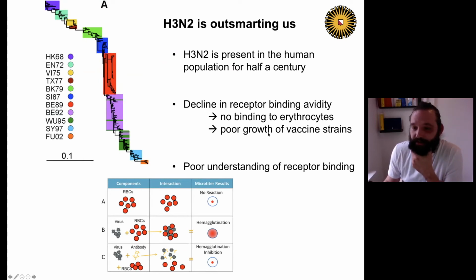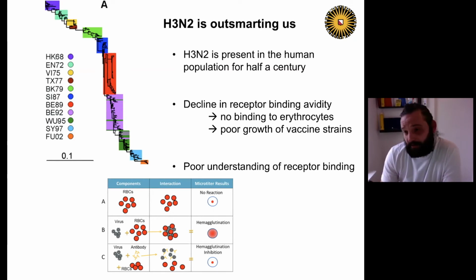And also these very contemporary viruses grow very poorly on MDCK cells. One of our hypotheses is that we just have a very poor understanding of the receptor specificity of these contemporary H3N2 viruses. And one of the preferred assays that everybody who works on influenza viruses likes is the hemagglutination assay.